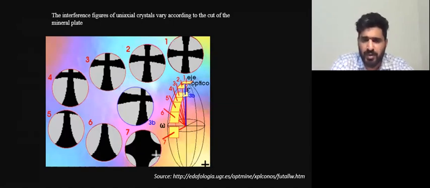Flash figure is going to be totally different. We will discuss that in the next session.